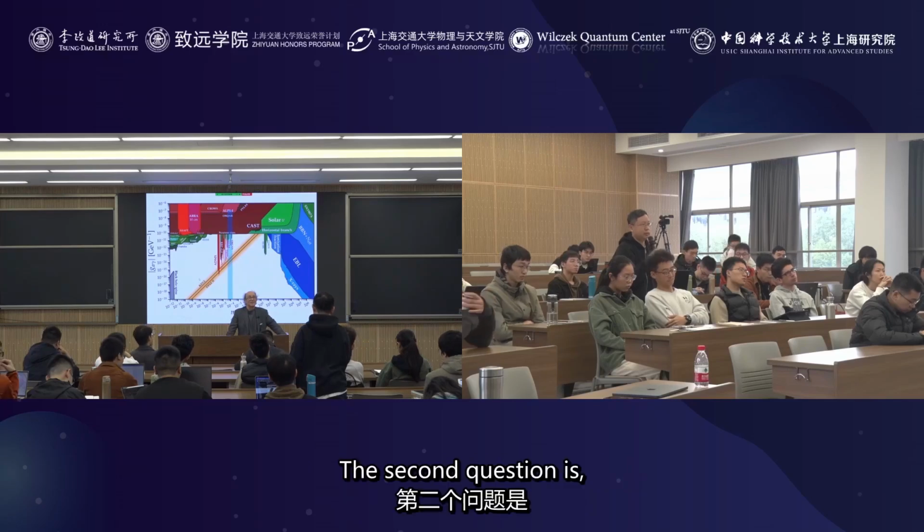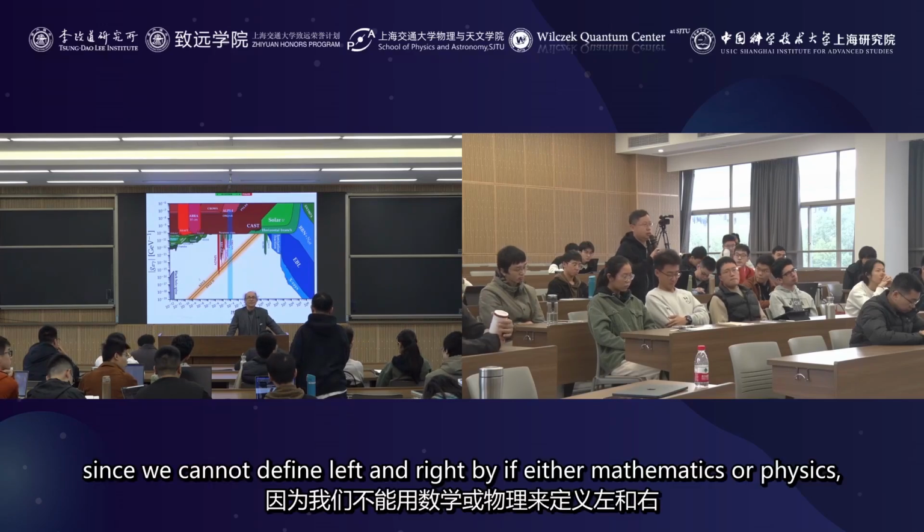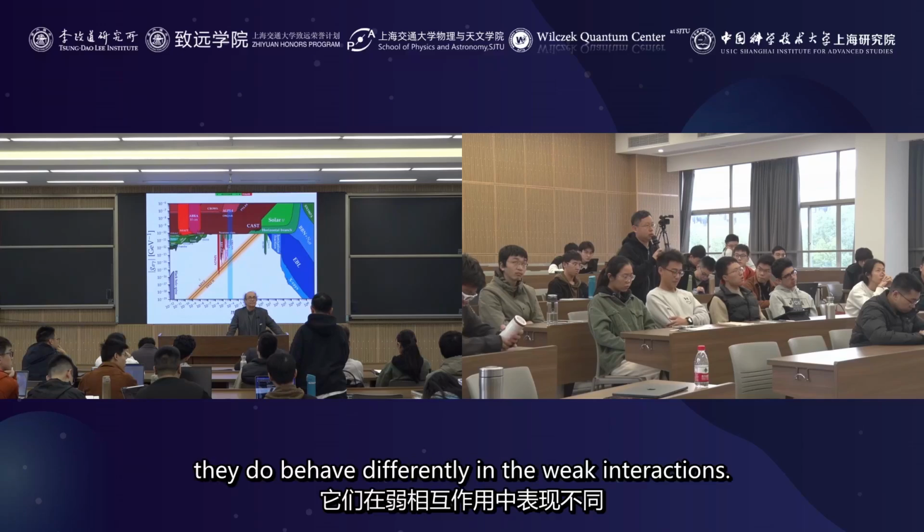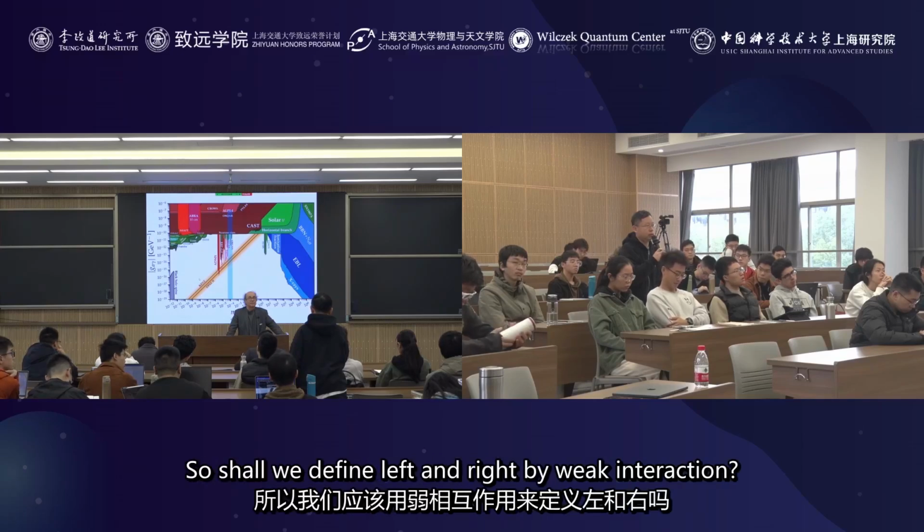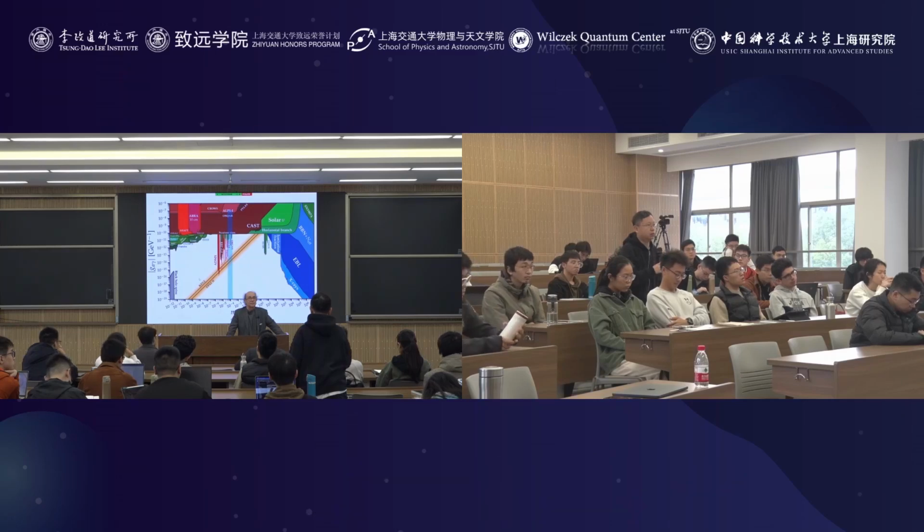Okay. And the second question is, since we cannot define left and right by either mathematics or physics, but left and right do behave differently in weak interactions, shall we define left and right by weak interactions? Yes.